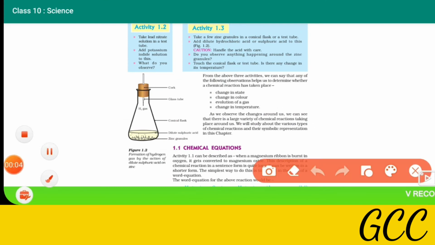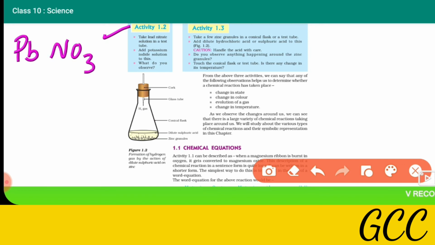Now we are going to start our second lecture for the 10th chemistry lesson, which is on chemical equations and reactions. Okay, students, just see there. Now there is activity 1.2. In activity 1.2 they are telling you to take lead nitrate.